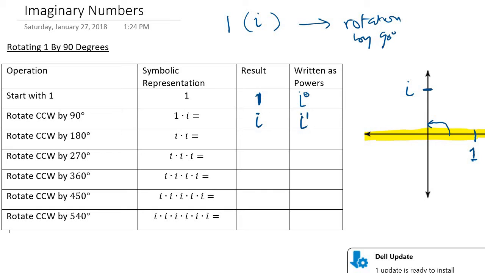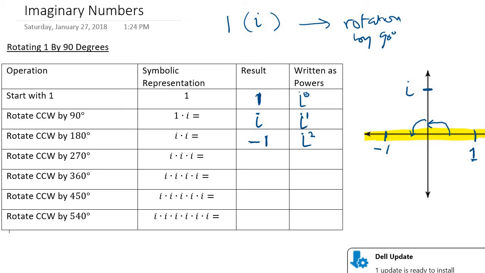If I multiply by another i, I am going to rotate by 90 degrees one more time. That will be a total of 180 degrees, so that will land at -1. So i times i is a double rotation through 90 degrees, and the result is -1. That is written as i squared, because it's a double rotation through 90 degrees counterclockwise.